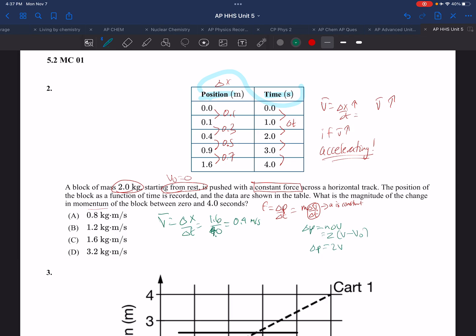That's our average velocity. Well, since the acceleration is constant, we can use our other average velocity formula, which is (v plus v0) over 2. And of course, v0 is 0, so that means that v bar is the final velocity over 2. So the instantaneous velocity at the end is twice the average velocity. And we know the average velocity is 0.4, so the final velocity is 0.8. So we have 2 times 0.8, which is 1.6 kilogram meters per second. And that is our choice number 3.